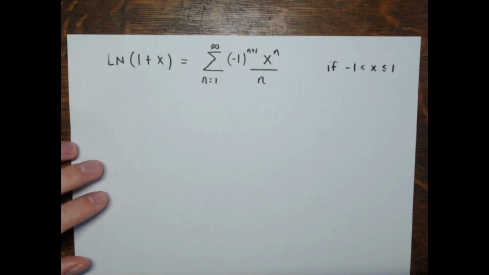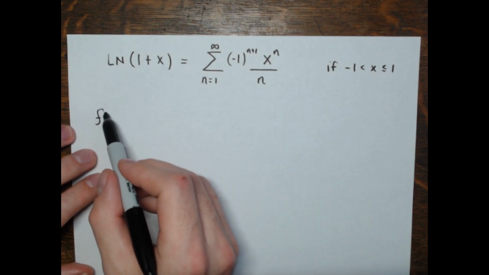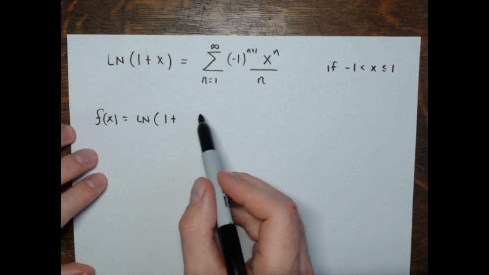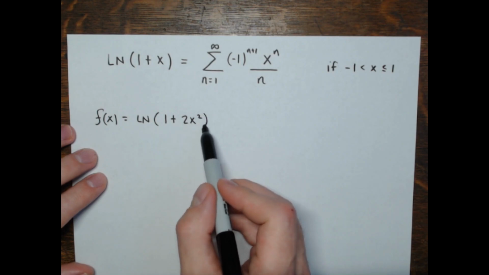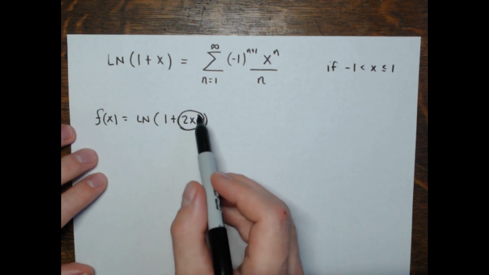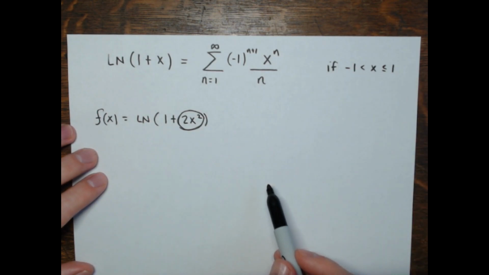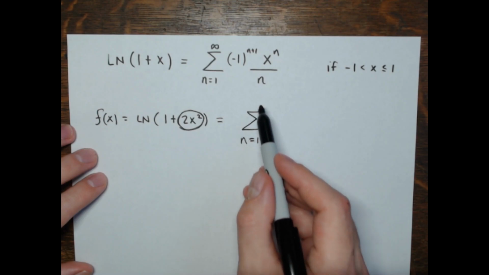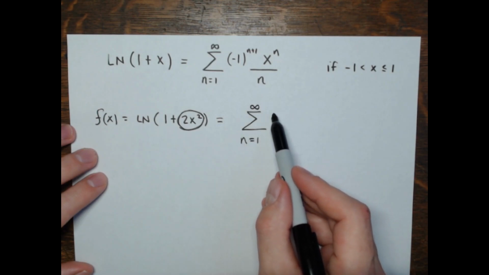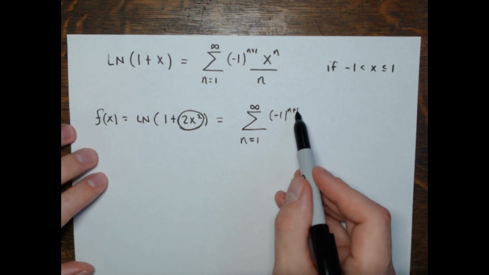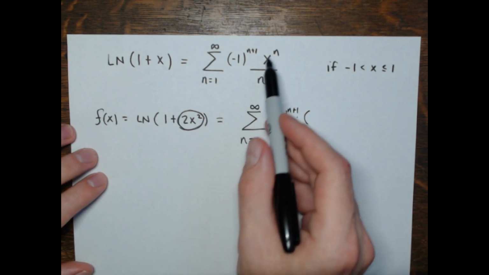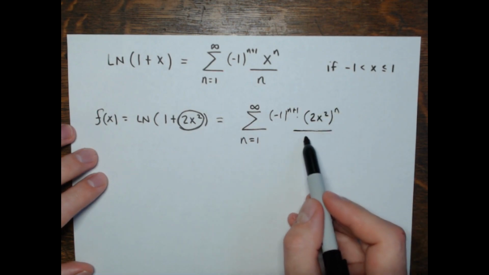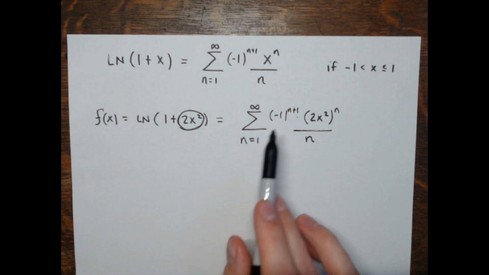Now our function, the function we're given, is the natural log of 1 plus 2x squared. So again, this 2x squared is going to replace all the x's up here. So this should be the sum from n equals 1 to infinity of negative 1 to the n plus 1 times, and then instead of x to the nth, I have this 2x squared to the nth, divided by n. And I'll just start writing it.